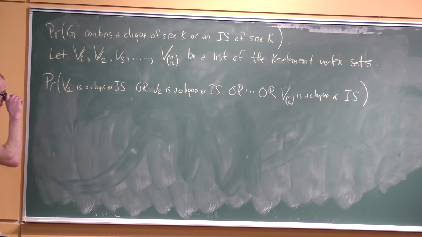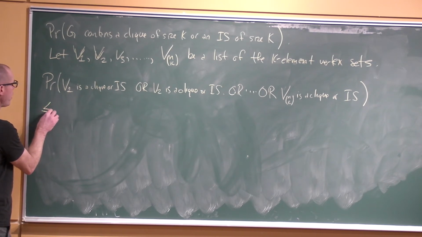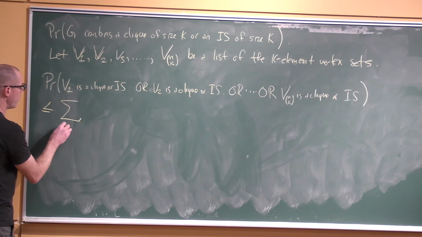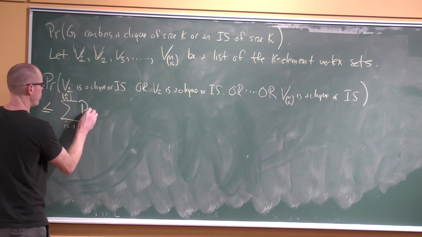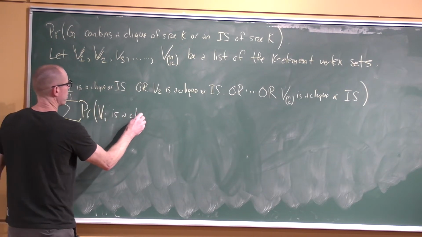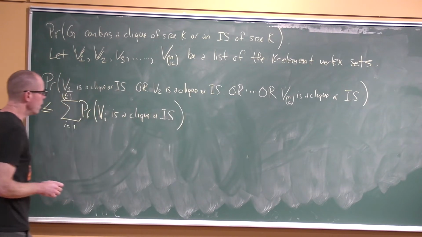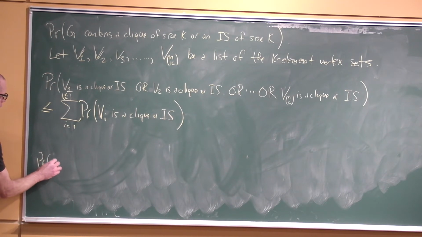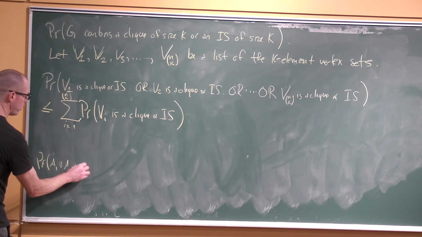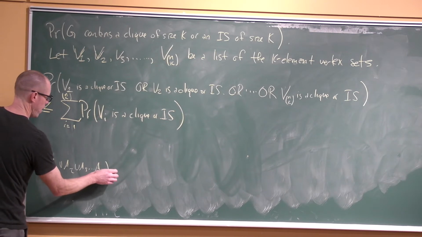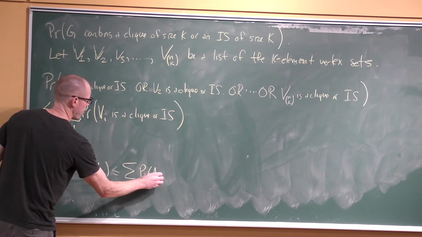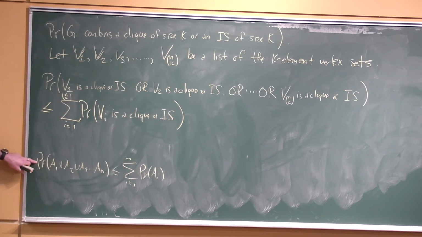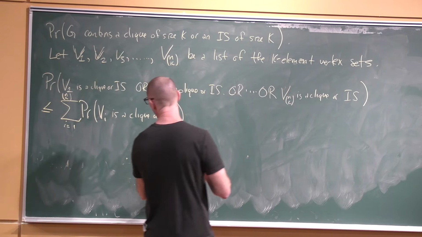But one of the first things that we learn is that this thing is less than or equal to, let's take the sum, i equals 1 to n choose k, of the probability that Vi is a clique or independent set. There was this thing about Boole's inequality, that the probability of A1 or A2 or A3 or A whatever is less than or equal to the sum of the probabilities of the Ai's. This was something we called either Boole's inequality or the union bound. And whenever we're faced with something like this, it's almost the only option we have, because the principle of inclusion-exclusion just gets too complicated. But it's good enough for what we want.